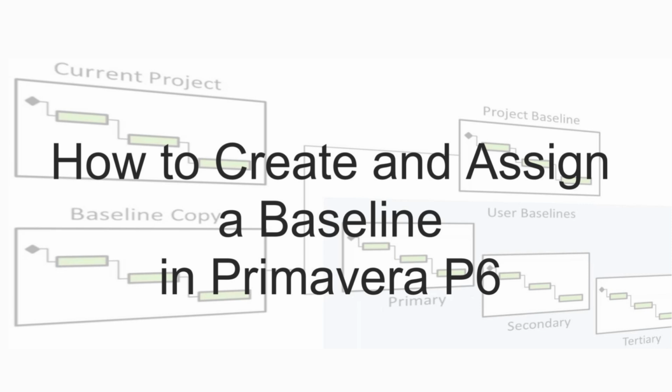Projects rarely go to plan, therefore, you must identify any deviation from the original plan and act quickly to get the project back on track. A baseline in Primavera P6 will help you to achieve this.